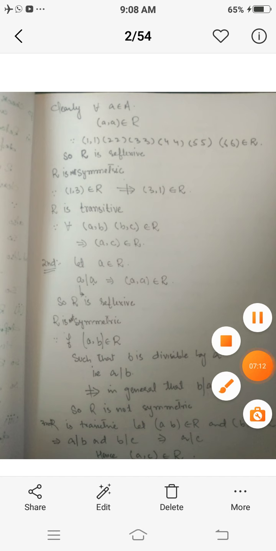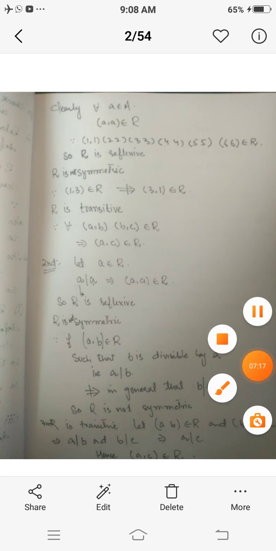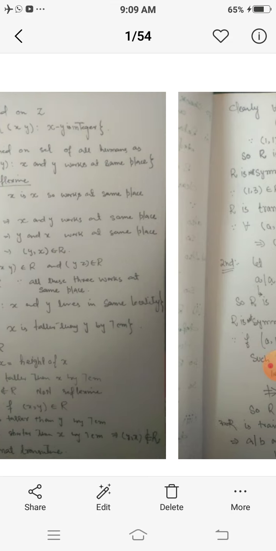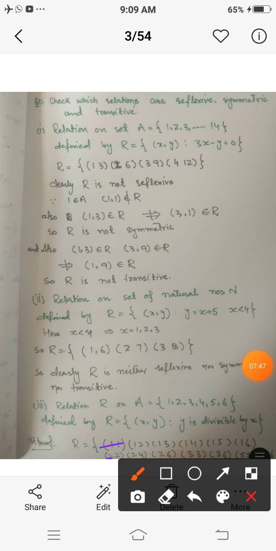Now clearly for all a which belongs to this given set A, (a, a) belongs to this R. Why? Because the second a is always divisible by the first a, because they are the same; every number divides itself, or every number is divisible by itself. So this means that since A contains 1 up to 6, (1, 1), (2, 2), (3, 3), (4, 4), (5, 5), (6, 6) belong to R. Hence it is a reflexive relation, because you can see we have all such elements.